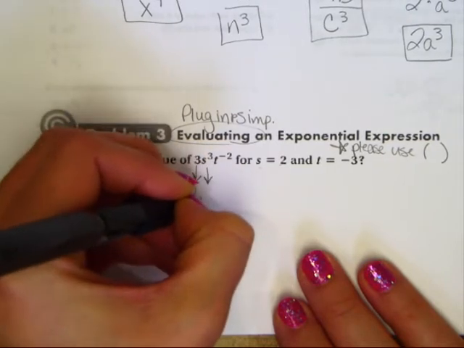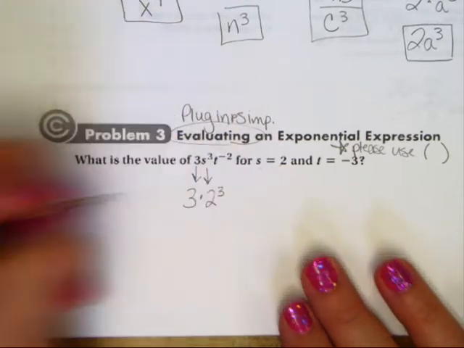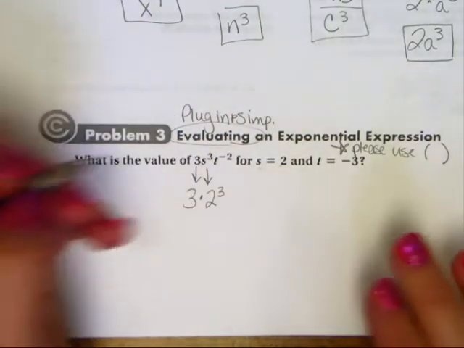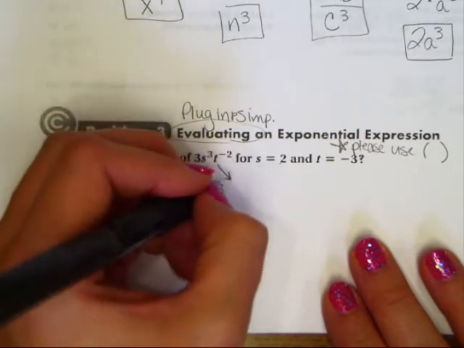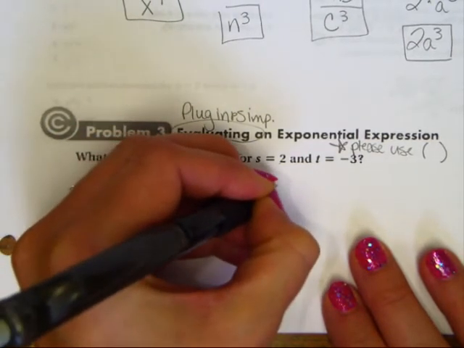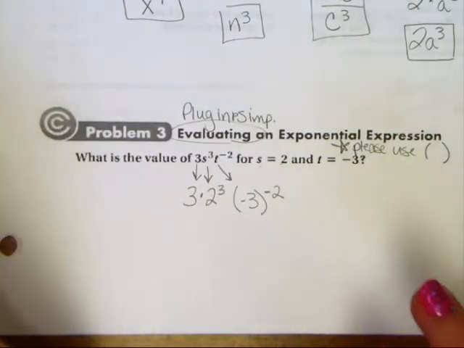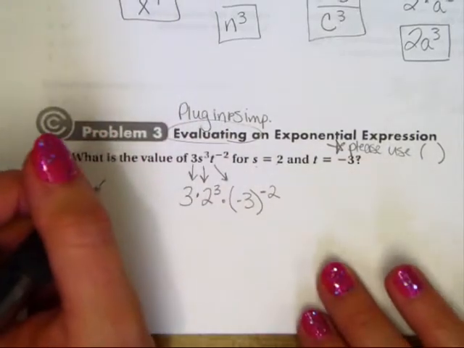The s is going to be a 2, so I have 3 times 2, and then to the 3rd power, because that's what s was. It was to the 3rd power. And then I get the letter t, which is a -3, and that's the -2 power. Okay? I used parentheses when I had a negative, and this is all multiplication.